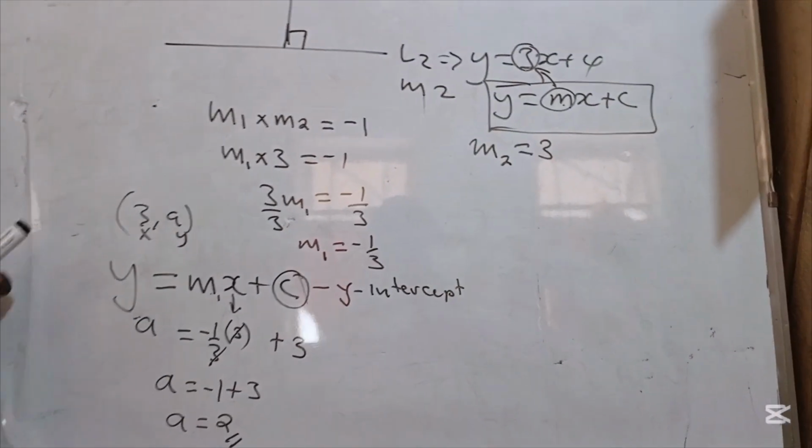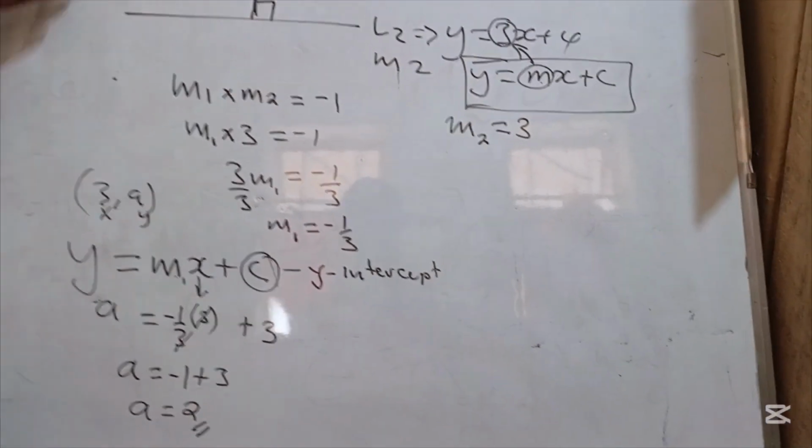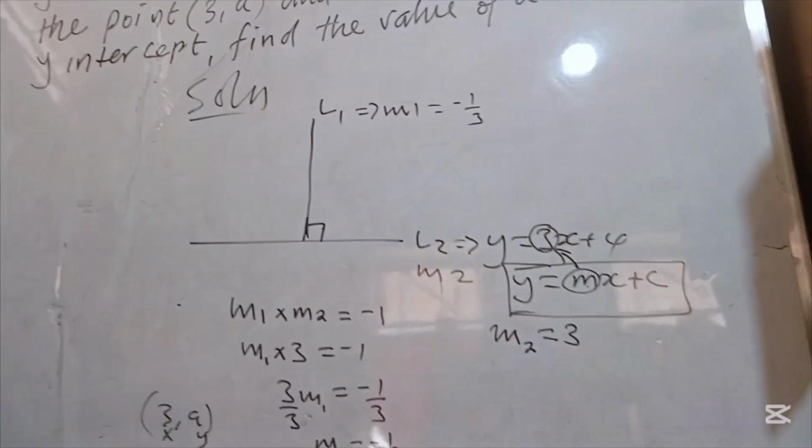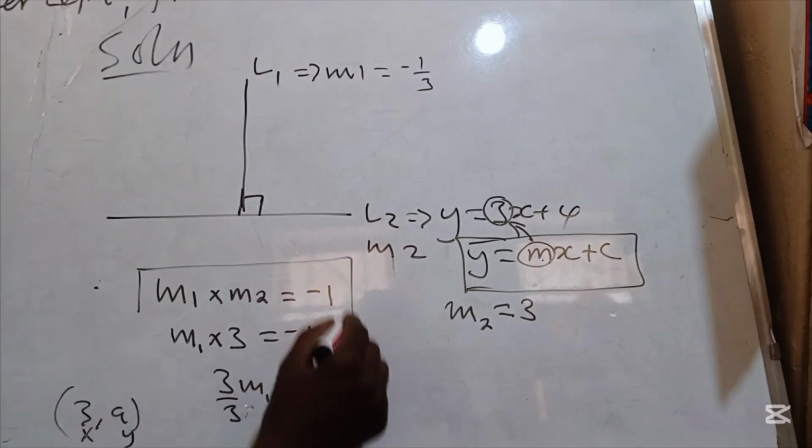So ladies and gentlemen, what is it that I've talked about? I said when two lines are perpendicular to each other, they create 90 degrees. This is very, very important information.